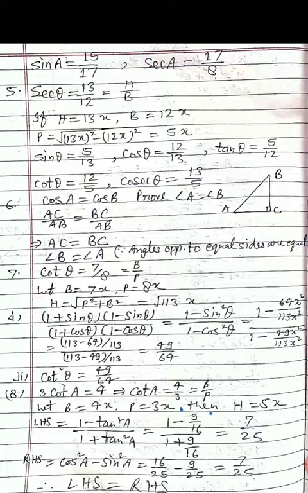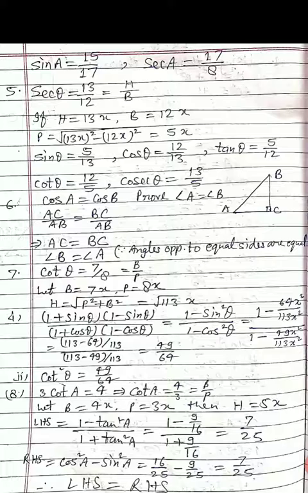Cos B, for angle B, the base is BC and the hypotenuse is AB. So BC upon AB, AB cancels. If we cancel out AB from AB, you will get AC equals BC. Here we get AC equal to BC. Now if AC equals BC, we know angles opposite to equal sides are equal, so angle B equals angle A. Angle B is the angle opposite to AC, and the angle opposite to BC is angle A.